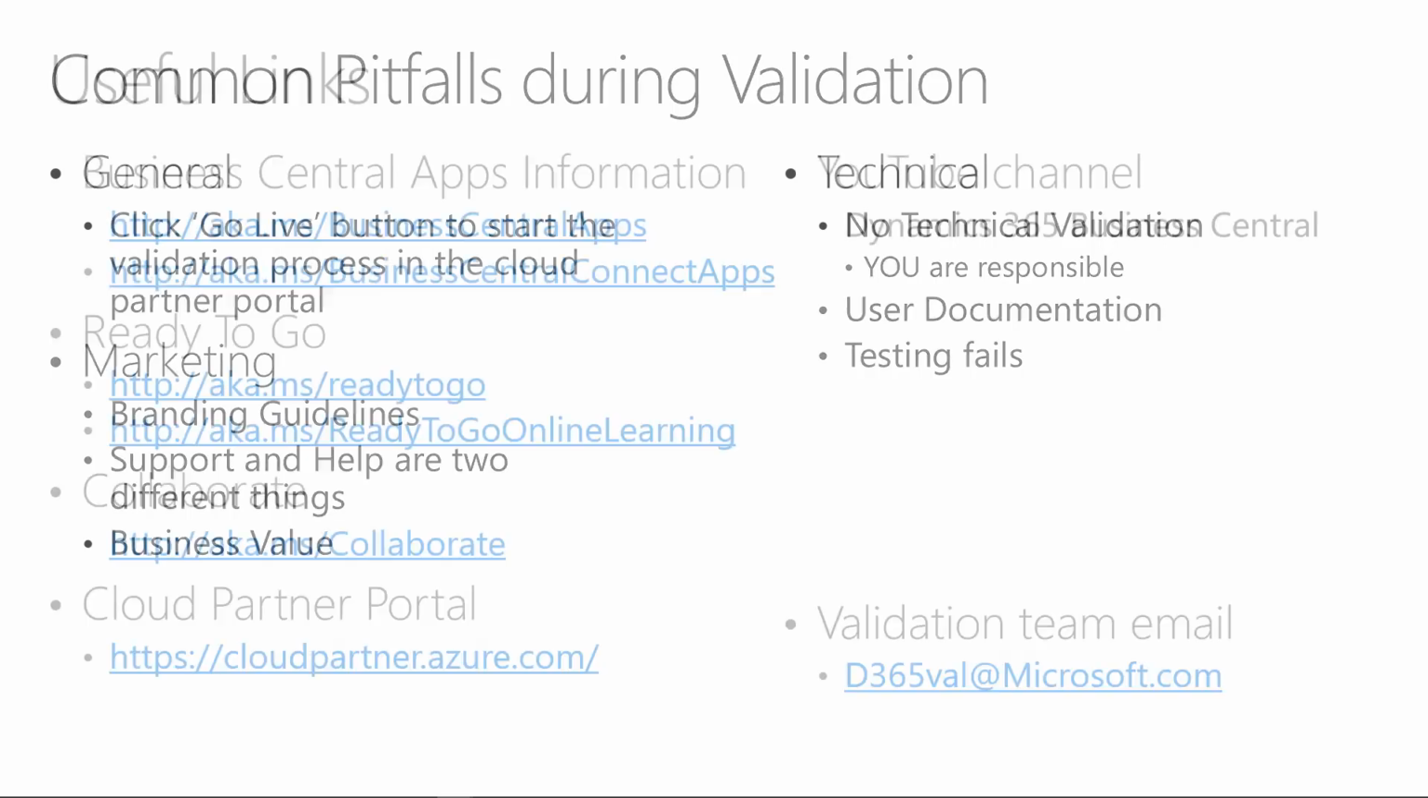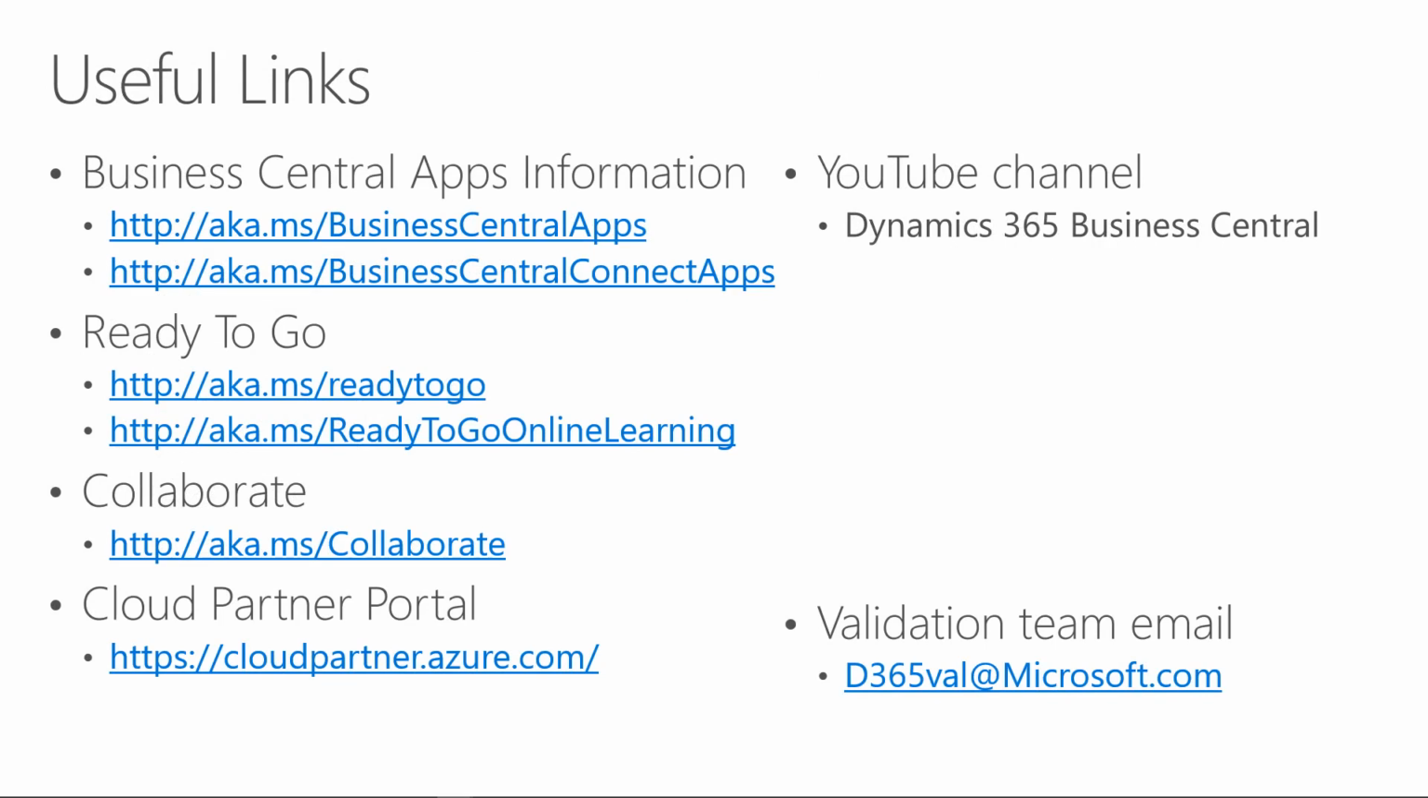That was pretty much it as far as content. Here are some useful links about Business Central apps, Business Central Connect apps specifically. Here are two links for Ready to Go. Ready to Go itself has an aka link, and then there's also the Dynamics Learning Portal, which is Ready to Go online learning, and the technical videos in the DLP are now actually also provided in the Dynamics 365 Business Central YouTube channel. So there are at least 2 videos about Connect apps. There's also a video about partner opportunity that might be interesting for you to watch.